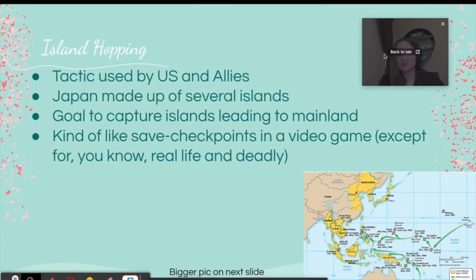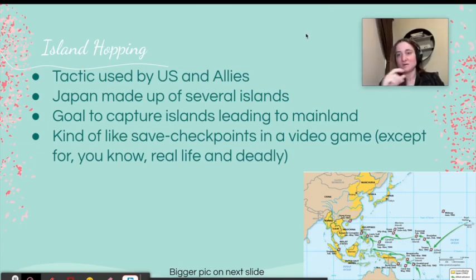So, something called island hopping was a tactic used by the U.S. and its allies. Japan is made up of several islands, and there are even more islands surrounding Japan. The goal is to capture islands leading to the mainland. You can see here in this map, Pearl Harbor right here is in Hawaii. So the United States wants to jump, and jump, and jump to eventually get to Japan. They're jumping through all the little islands. You can think of it like a save checkpoint in a video game, but of course it's real life and very deadly.